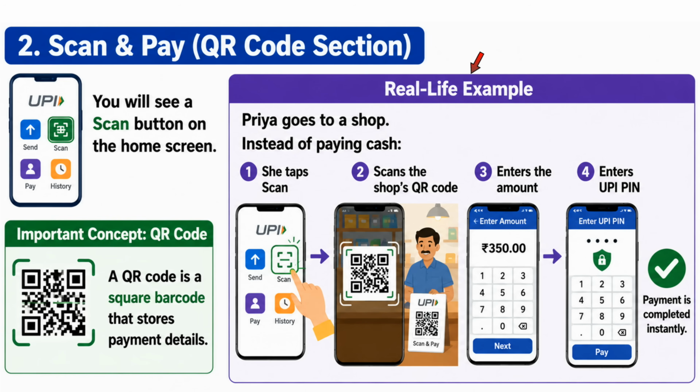Priya goes to the shop. Instead of paying cash, she taps the scan, scans the shop's QR code, enters the amount, enters her UPI pin. Payment is completed instantly.